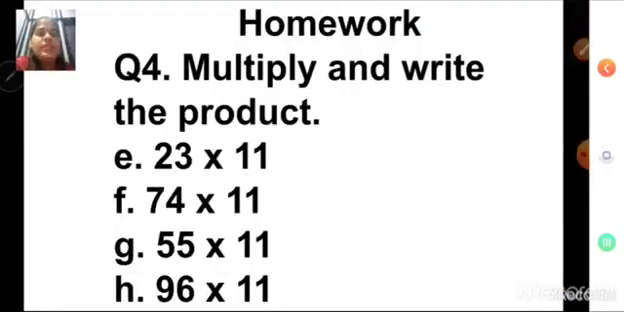Children, after this note down your homework. For homework you have only 4 sums today and also learn tables. Every day you have to learn tables from table number 1 to table number 15. Every day you have to say them. Then question number 4 you have homework, multiply and write the product E, F, G and H sum. You have to do it in the homework notebook.